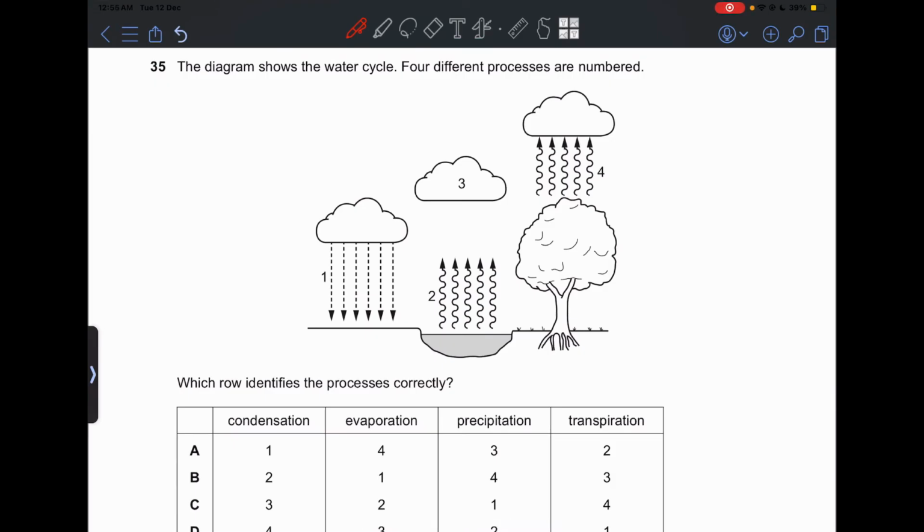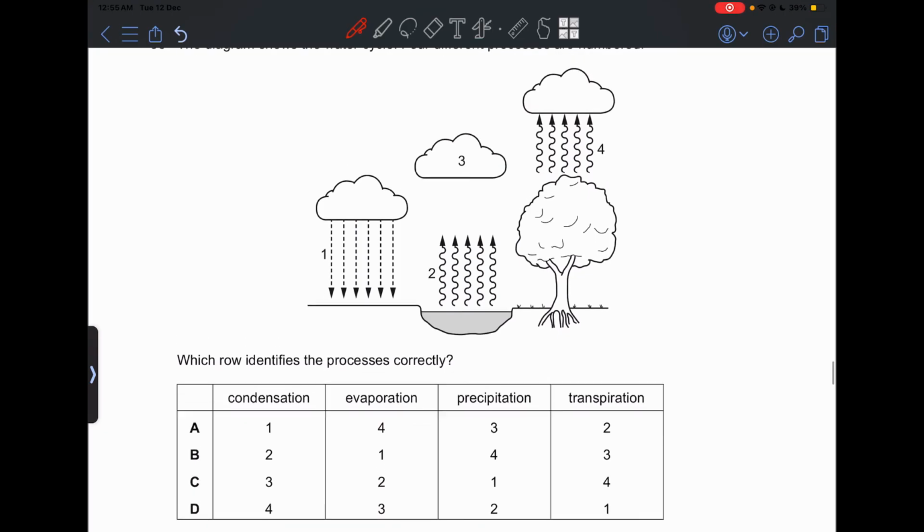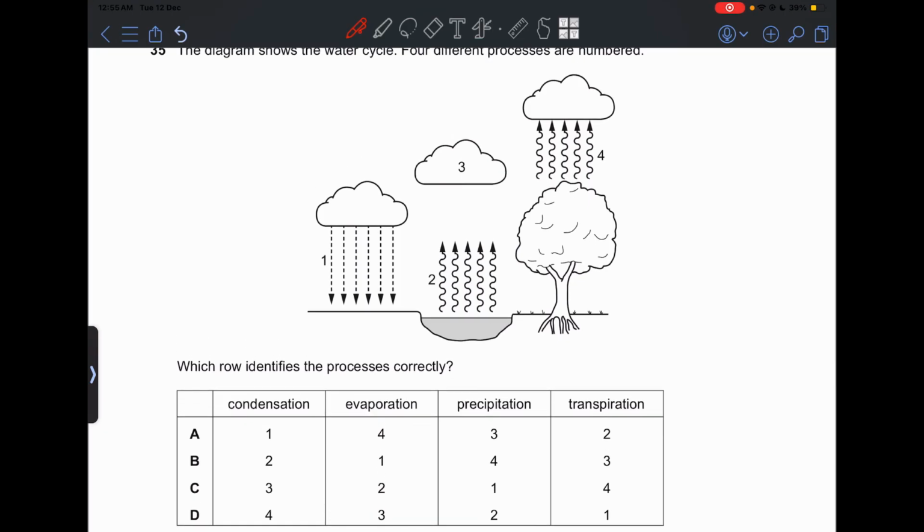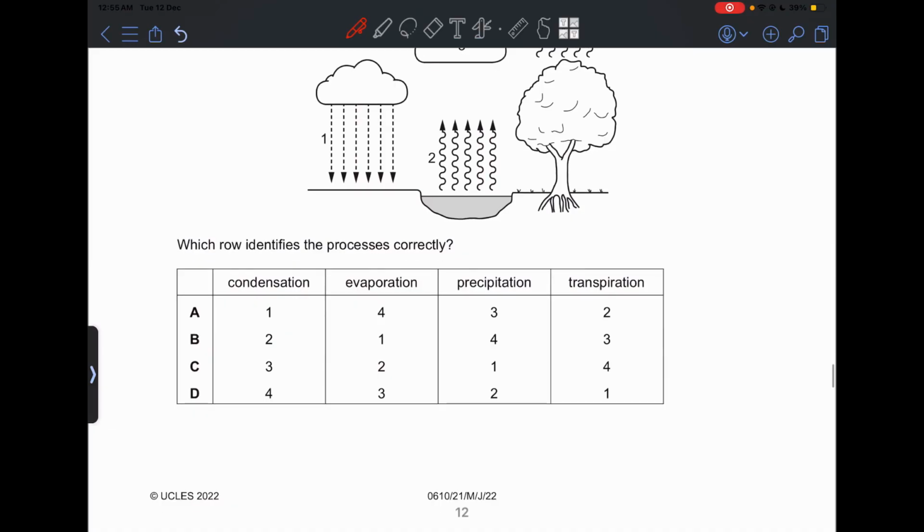35. The diagram shows the water cycle. 4 different processes are numbered. Which row identifies the processes correctly? So over here we can see that in number 1 we have precipitation, in number 2 we have evaporation, in number 3 we have condensation, which is causing the forming of clouds, and in number 4 we have transpiration. All of this fits in C because number 1, as I said, is precipitation, so our answer is going to be C.